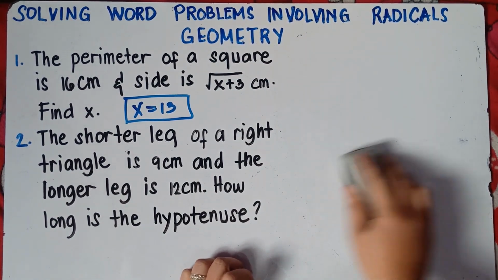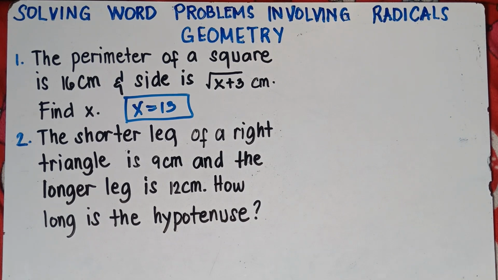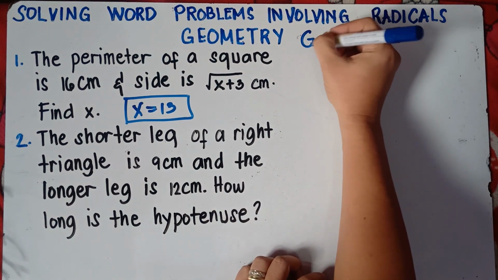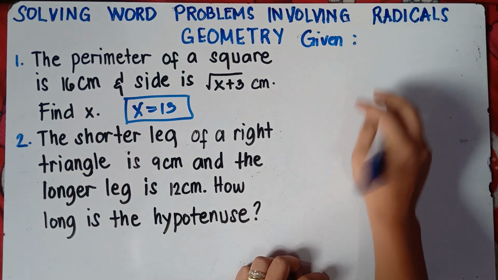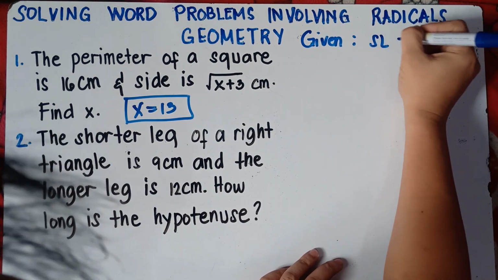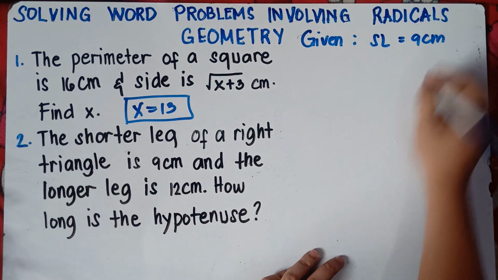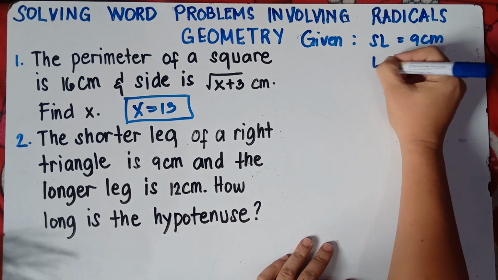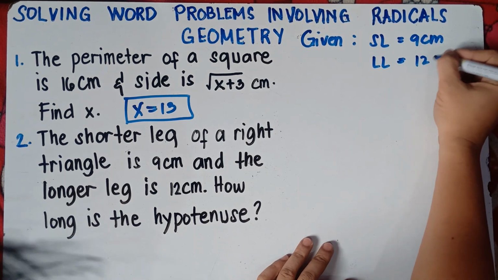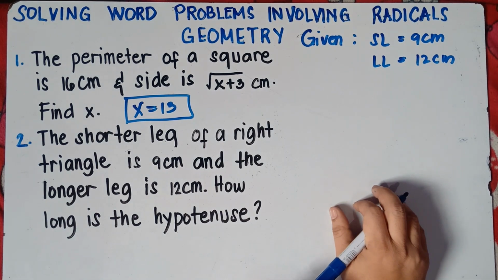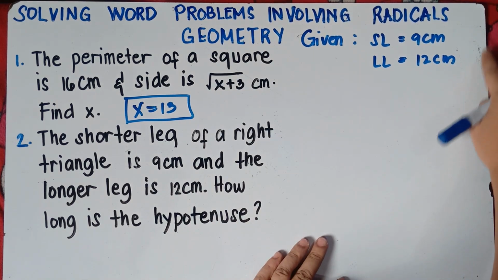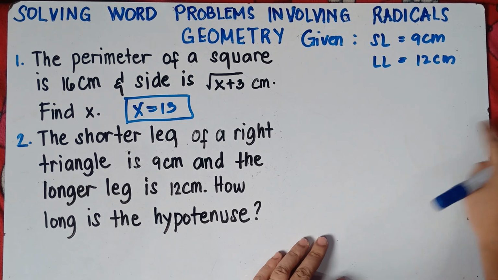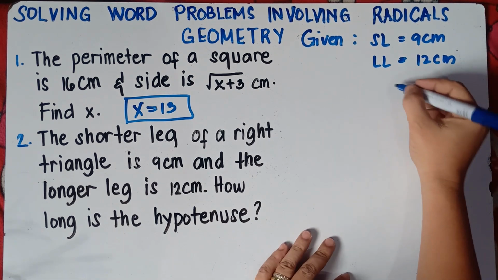The shorter leg of a right triangle is 9 centimeter and the longer leg is 12 centimeter. How long is the hypotenuse? So let's write down the given. Shorter leg is 9 centimeter, longer leg is 12 centimeter, and we are told to find the hypotenuse. Let's draw first the right triangle. Once again, class, it's better for you to have an illustration to be guided.